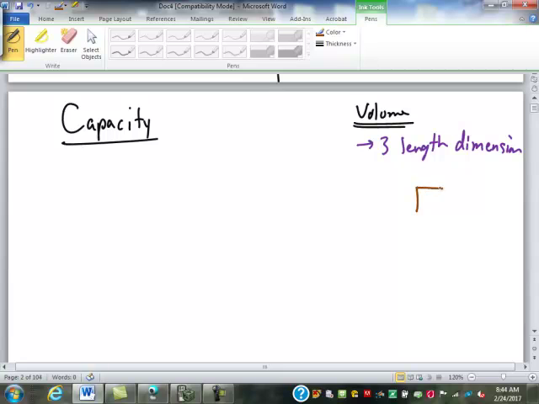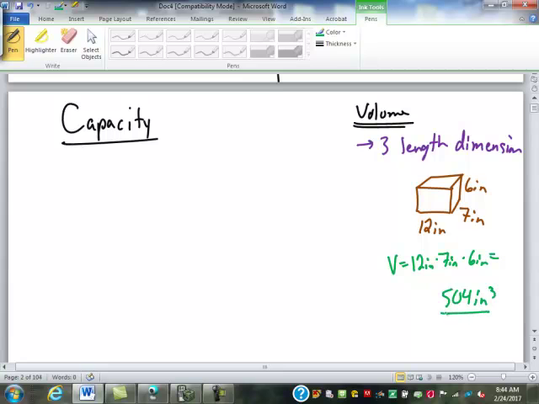Well, if I have a box and I measure that it is 12 inches in this direction and 7 inches in this direction and 6 inches in this direction, the volume of that box is 12 inches times 7 inches times 6 inches, otherwise known as 504 inches cubed, cubic inches. That's volume. It's length dimensions that are multiplied together to create the volume, the space within that object.